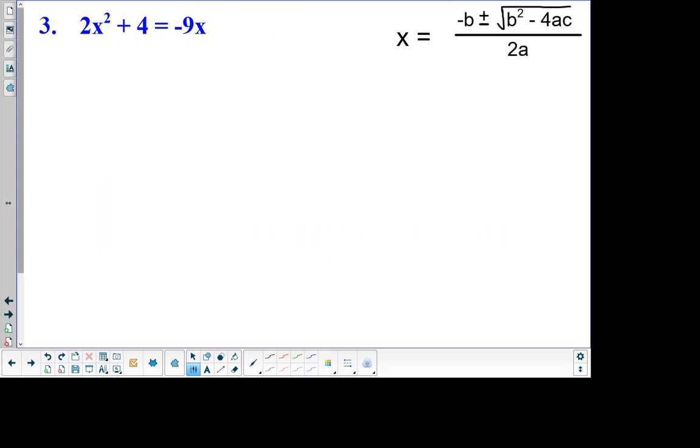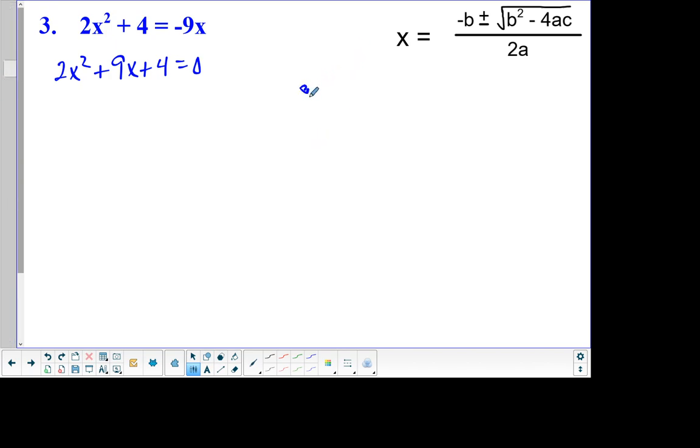And then on the last one, what's the first thing you have to do? Negative 9x to both sides. Yeah, we want to put it in standard form, which means make it equal to 0. So if you add 9x to both sides, that'll then make it equal to 0. And now you have it in standard form, and you can figure out your A, B, and C values.